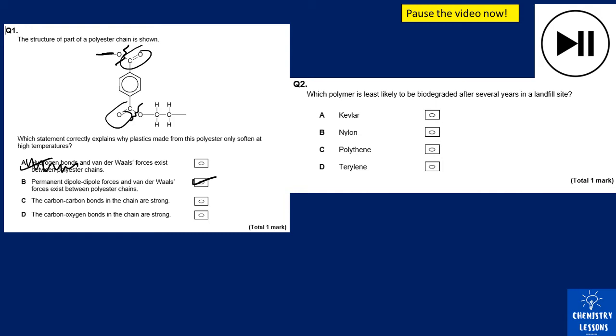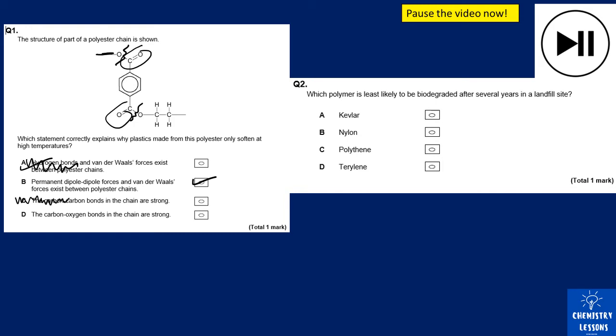Carbon-carbon bonds in the chain is wrong. Well, that's true. So that statement is true, but it doesn't explain why the polymer will soften at high temperatures. The polymer softens when the chains can move along or move past each other. So I'm saying that C, although the statement's correct, it's not the reason for softening.